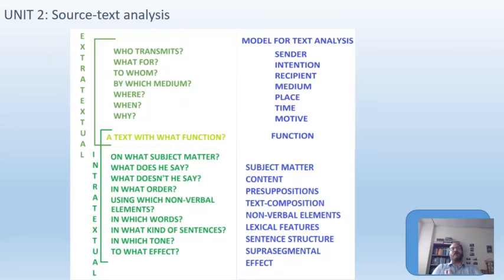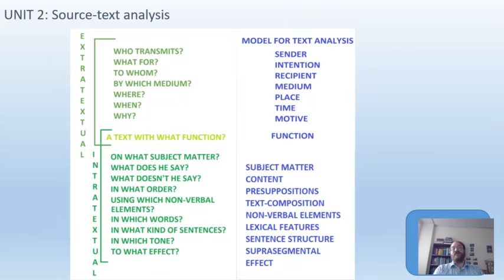So how do we find out about the sender, about who transmits? Translation relevant information can be found in the text environment, imprints, blurbs, notes. It can be based on your general knowledge, your presumed knowledge about the transmitter. Is it a person? Is it an institution? What can I discover about the writer?